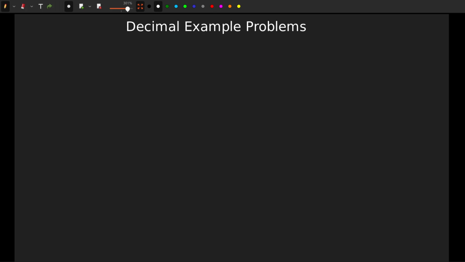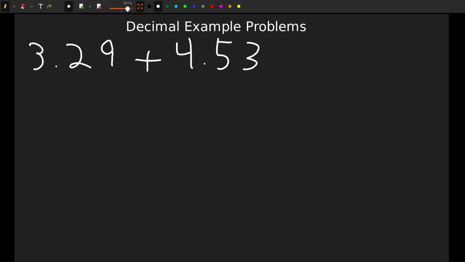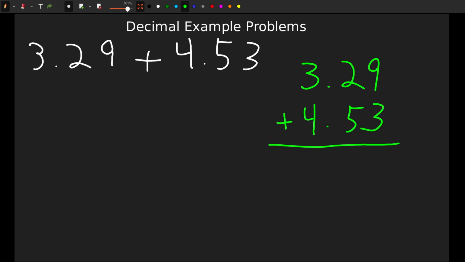We'll start off with the first one here, which is going to be 3.29. And then we're going to add 4.53. For this problem, since we're adding, we're just going to line them up. So we're going to have 3.29, 4.53 on the bottom. Make sure you line up the decimal points correctly. And since we're adding them, we're just going to add like we normally do.